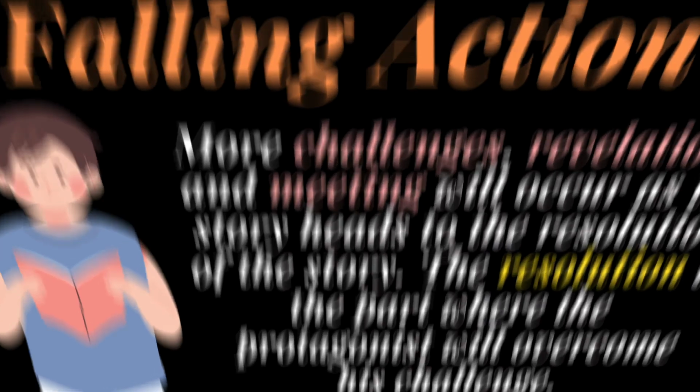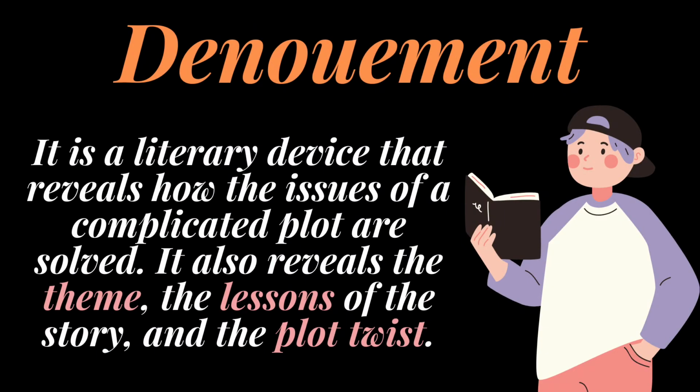Finally, the falling action will lead to the denouement. It is derived from the French word dénouer, which means to untie. Denouement is a literary device that reveals how the issues of a complicated plot are solved. Denouement also reveals the theme and lessons of the story.